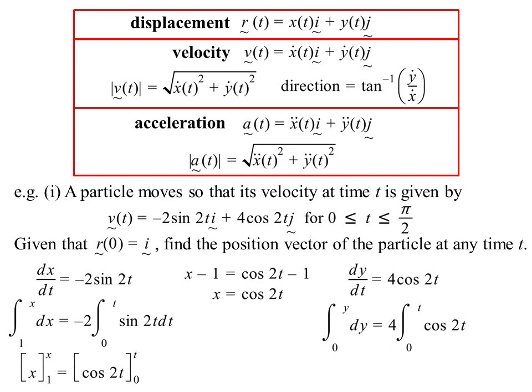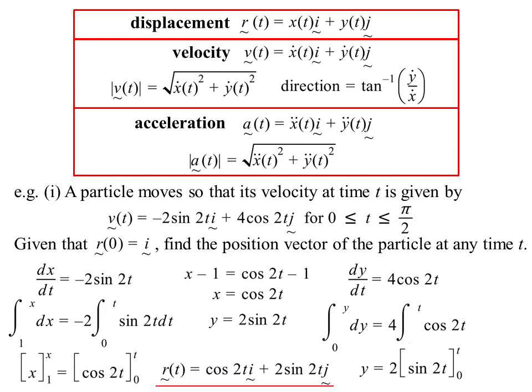Separate them out. Now vertically, the initial velocity is 0. There was no j component in my velocity initial conditions there. So integrate that one, and we get y is 2 sine 2t. Essentially, we've just created parametric equations. But putting it together as a vector, there we are. Our displacement vector then would be cos 2t in the i direction, 2 sine 2t in the j direction.